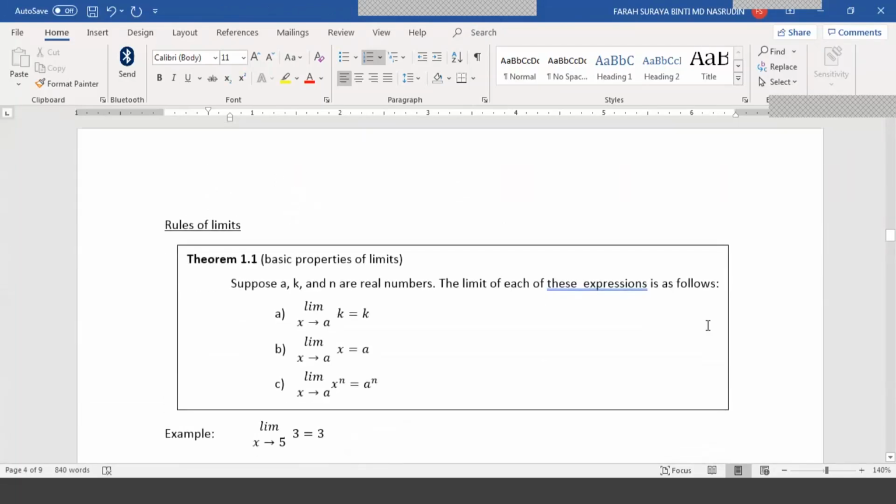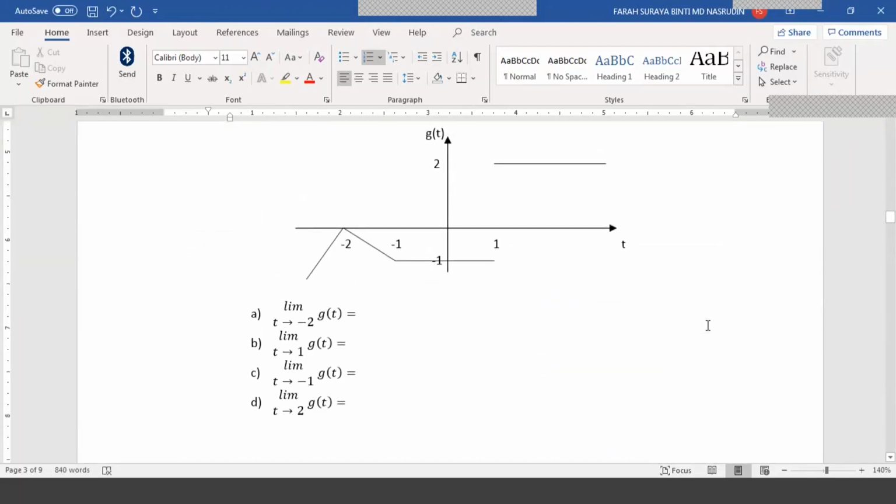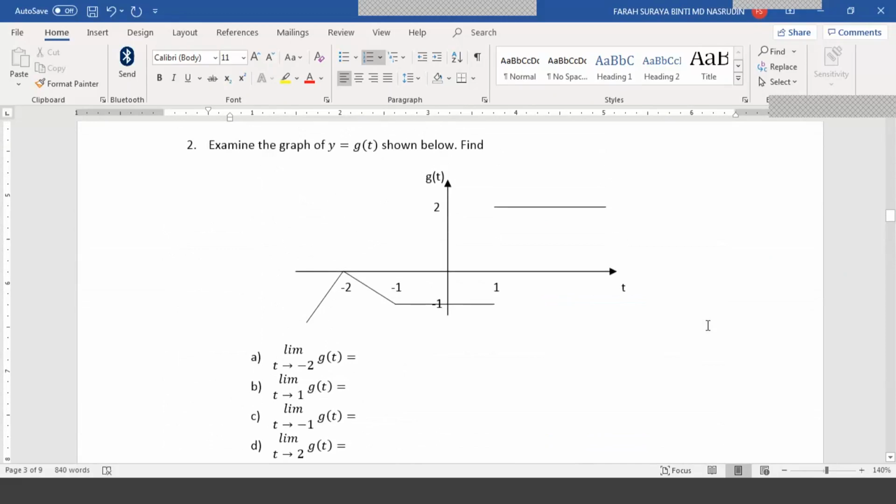Ada soalan ni. Okay, yang ni limit t approach negative 2. Okay, negative 2 meaning that you need first to determine the left limit and the right limit.